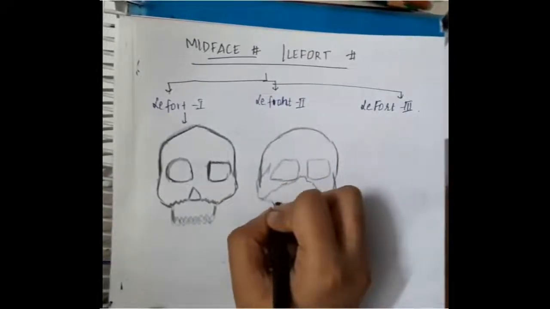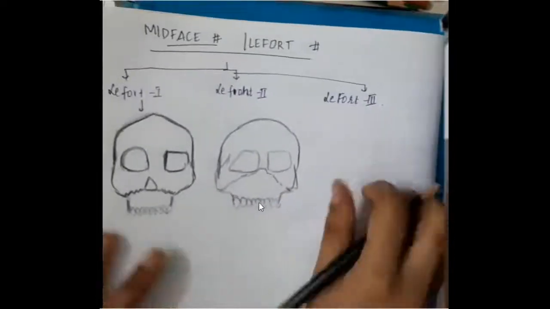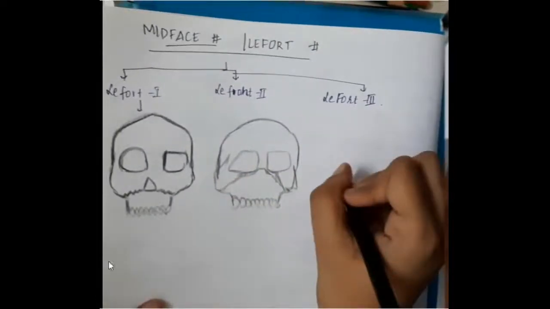In Le Fort 2, the fracture line passes through the root of the nose, lacrimal bone, floor of the orbit, and also the upper part of the maxillary sinus. So this is the pyramidal shaped fracture, which is Le Fort 2.